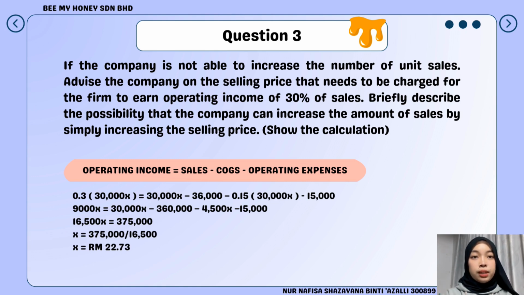Briefly describe the possibility that the company can increase the amount of sale by simply increasing the selling price. So we need to use the formula: operating income equals sale minus cost of goods sold minus operating expenses. Let's say X is the possibility that the company can increase the amount of sale. So 30% multiplied by 30,000x equals 30,000 minus 36,000x minus 15% multiplied by 30,000x minus 15,000, and the final answer for X is 22 ringgit 73 cents.